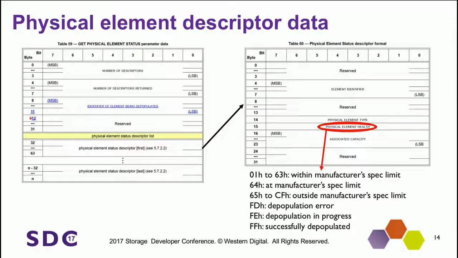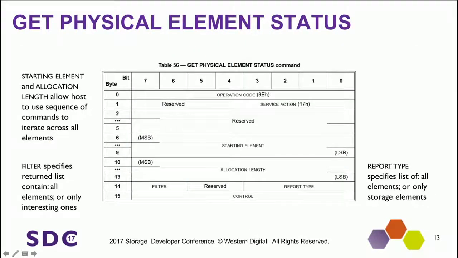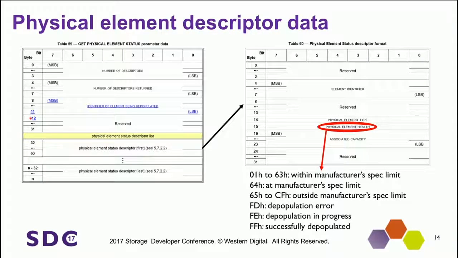And earlier we were talking about the filter field and the list of interesting elements, right? If we want to return a list that only contains the interesting ones, so we've got a smaller data set to look at to figure out if we have any problems that require addressing, then it would return anything from 65 hex to FF hex for the physical element health value. It would not return any physical elements that match 64 hex or below.